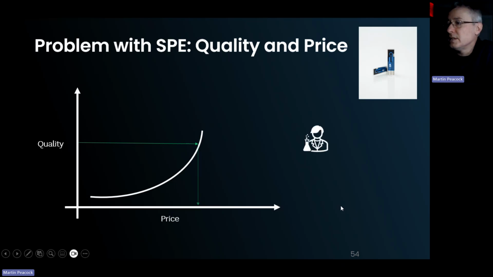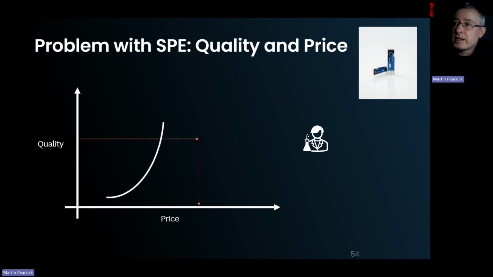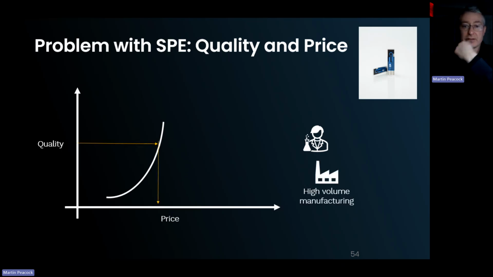You're a bit disappointed if you're paying a high price and you're not getting quality. But what's happening in the world of screen printed electrodes is that people want a high quality, but in fact they actually want to pay a low price, and that price expectation is being matched. Now, the only way you can get high quality and a low price, which is the ideal scenario, is if you have high volume manufacturing.